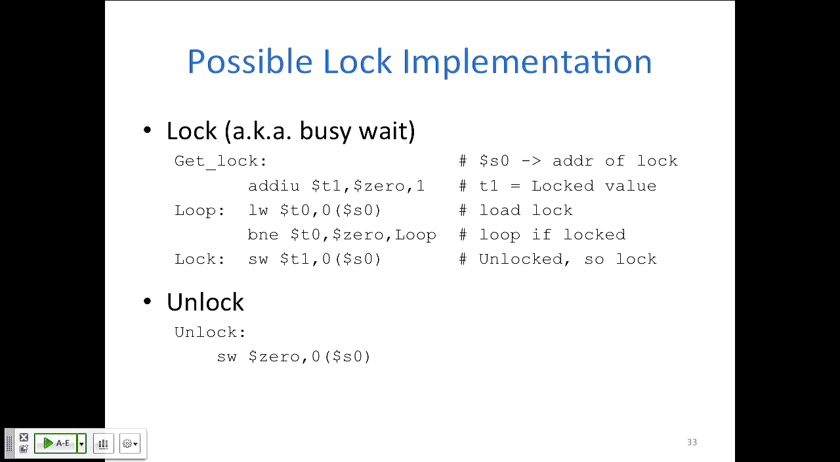I drop through. I store 1 into the lock. At that point, I've got the lock. It's locked. Then when I'm done, the unlock is very simple. I just write 0 to that memory location, right? That's how you unlock.